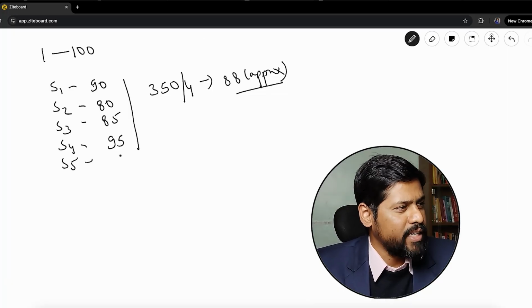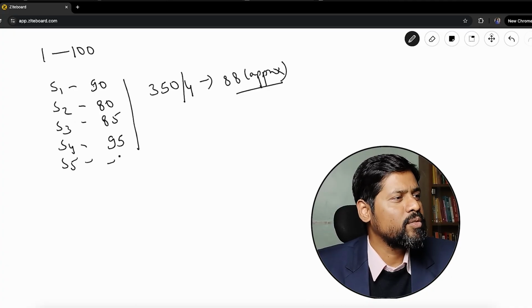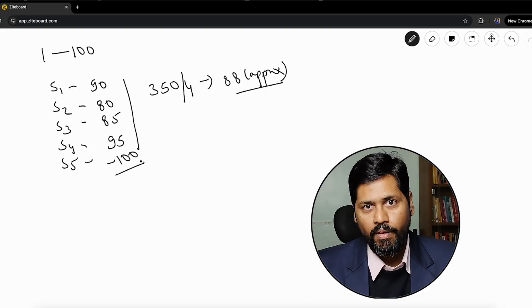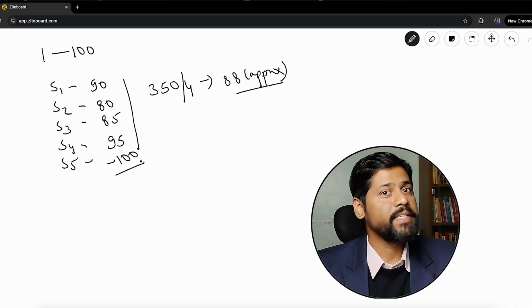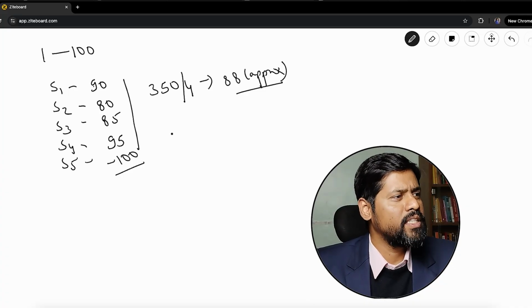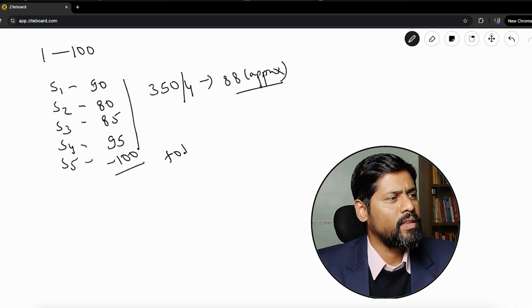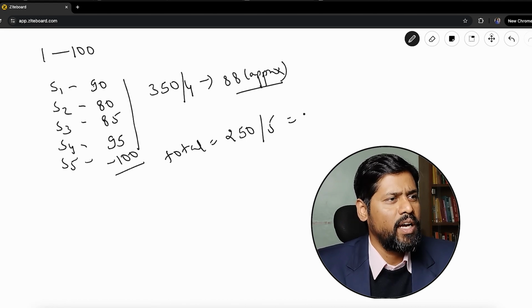Now let's say this S5, accidentally this score is, let's say, minus 100. Minus 100 is beyond our range. We did not expect it. So what will happen? The total now will drop to 250. And once we take an average, it will be 50.